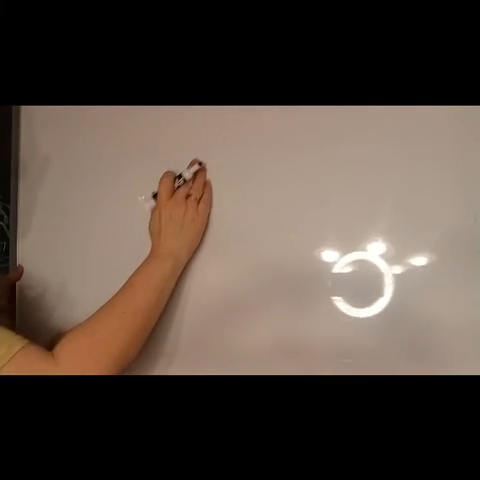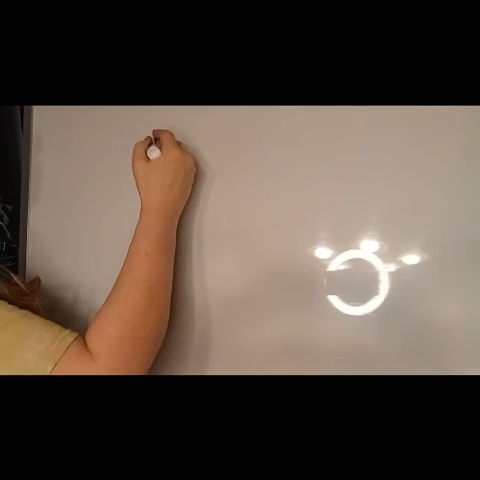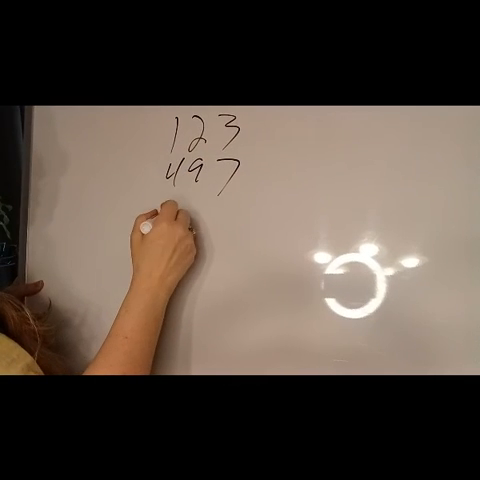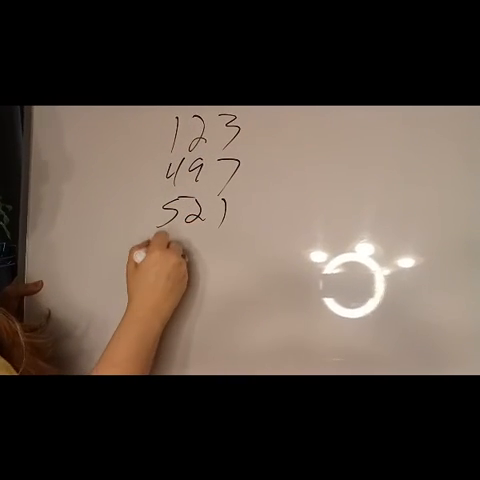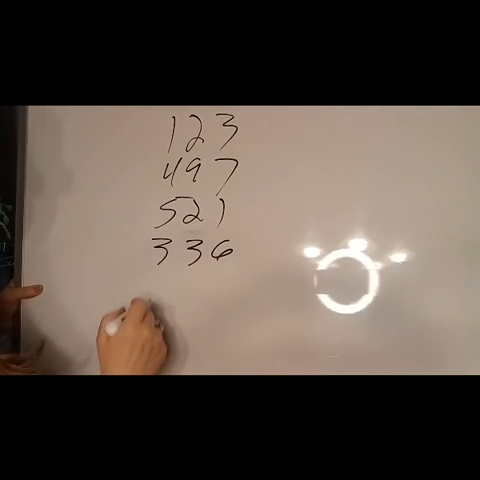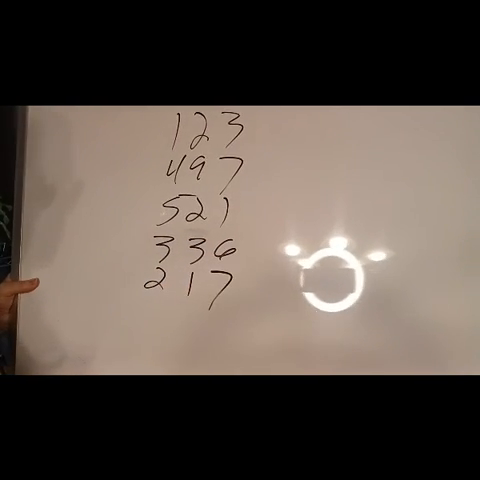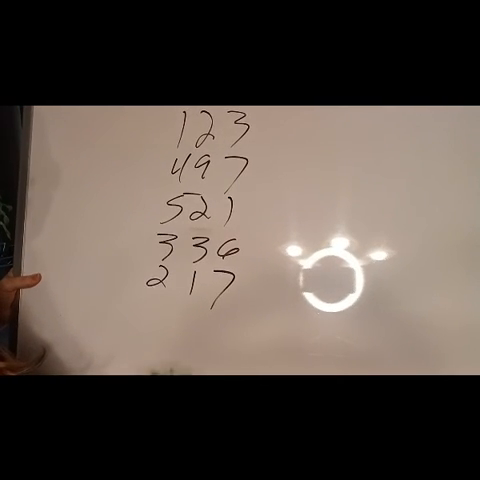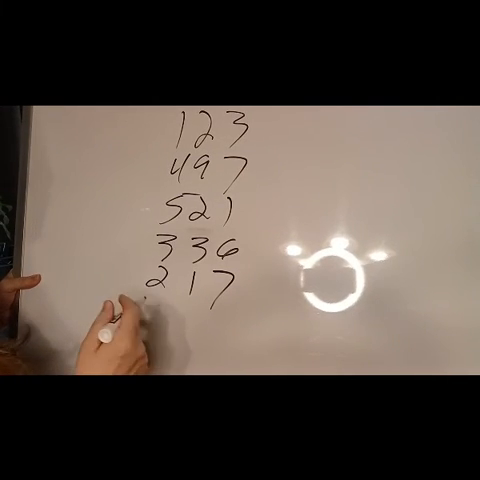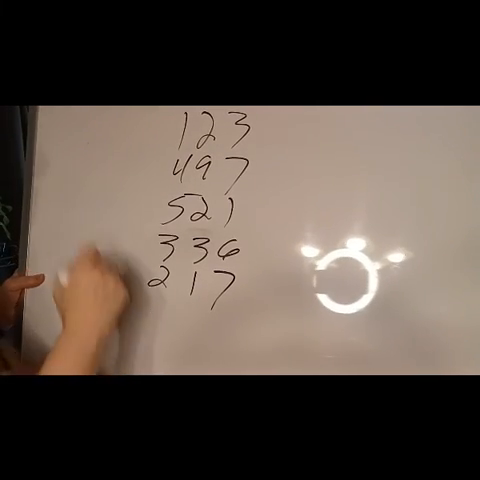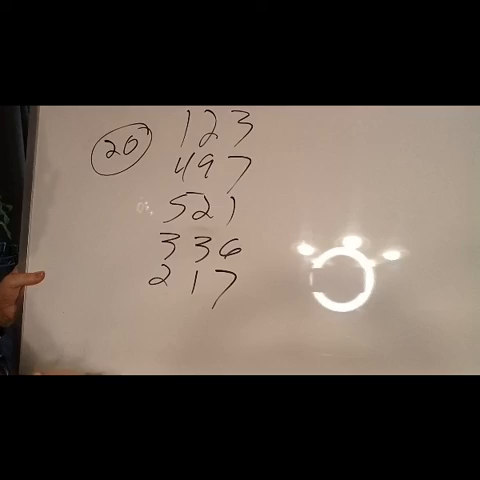Let's do a big one. Let's do 123, 497, 521, 336, and 217. So let's do packets of 100, because 100 divided by 5 is 20. So we're going to get 20 for each 100 that we take out.